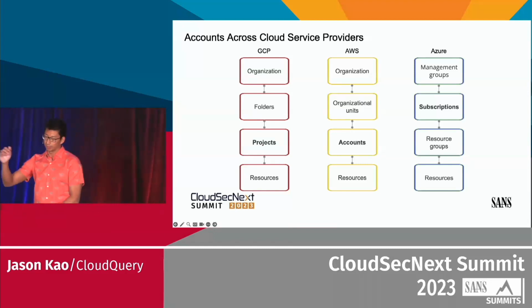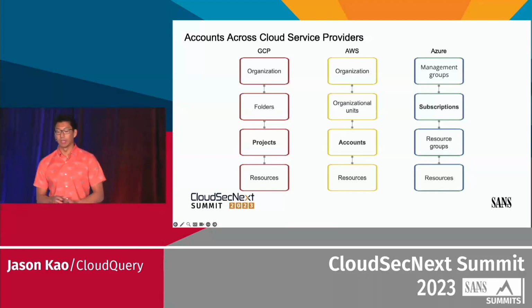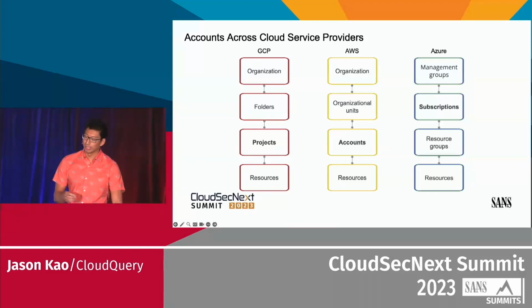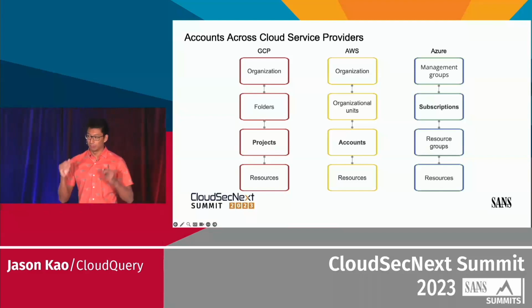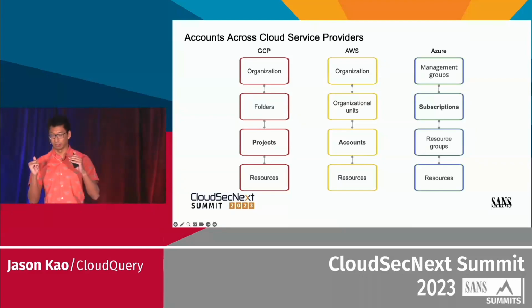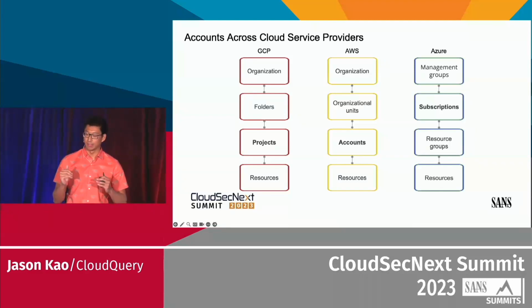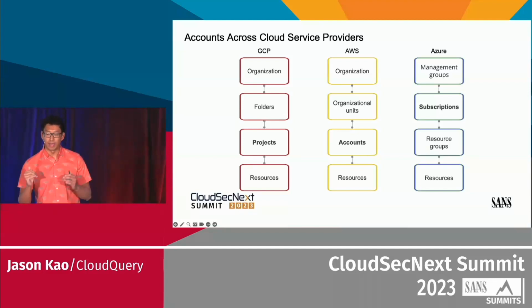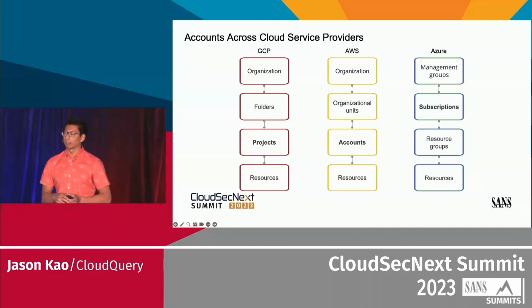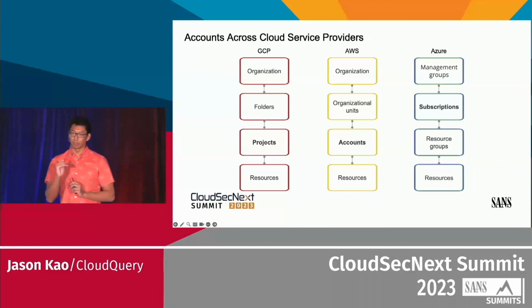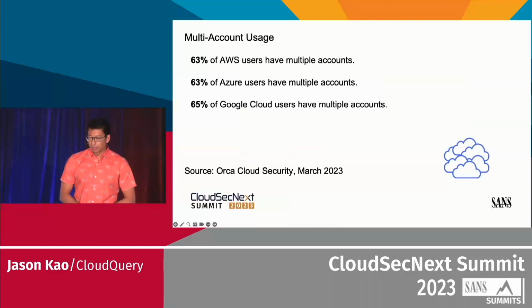Above that in GCP, we have projects, which is their terminology for accounts. Then we have folders and organizations. In AWS, it starts out with resources, builds into accounts, then organizational units, which are groupings of accounts, and then possibly more OUs, and then organizations themselves. And in Azure, this looks like resources, resource groups, subscriptions, and then management groups. So why does this matter?